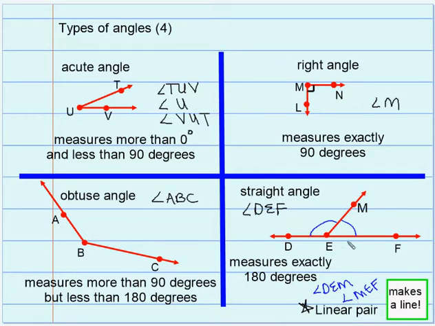Okay, the sum, here's another thing you need to know. Because they're a linear pair, their sum is going to equal 180 degrees. Okay, a straight line is always 180 degrees. So we know that this angle plus this angle will be 180 degrees. Linear pair makes a line. You can see the word line there. Pair means 2, linear means makes a line.